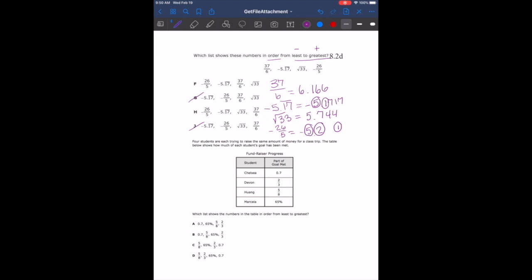Then our second smallest number will be negative 5.17 repeating. Okay, that still leaves F and H. And now we see that we have 5 and 6. So our third least number will be square root of 33, which makes our answer H.